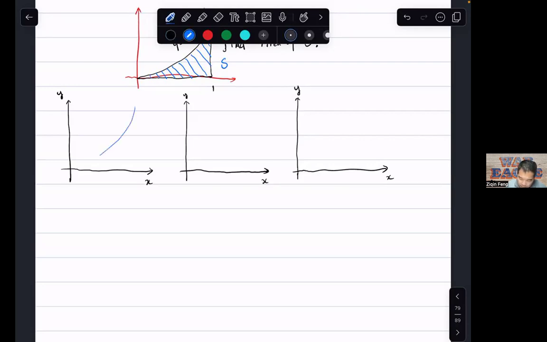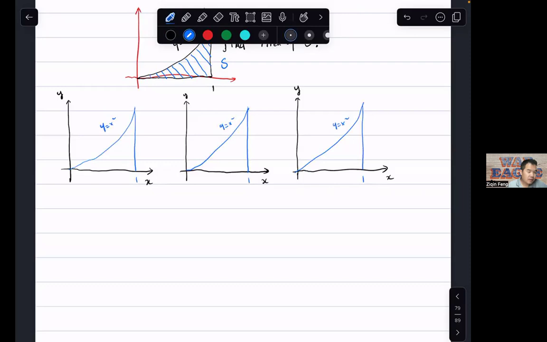So this is our parabola, y equal to x squared. We have our right line here, which is x equal to 1. So under y equal to x squared, above the x-axis, on the left side of x equal to 1, is the region whose area we are looking for. Now, how do we do that?